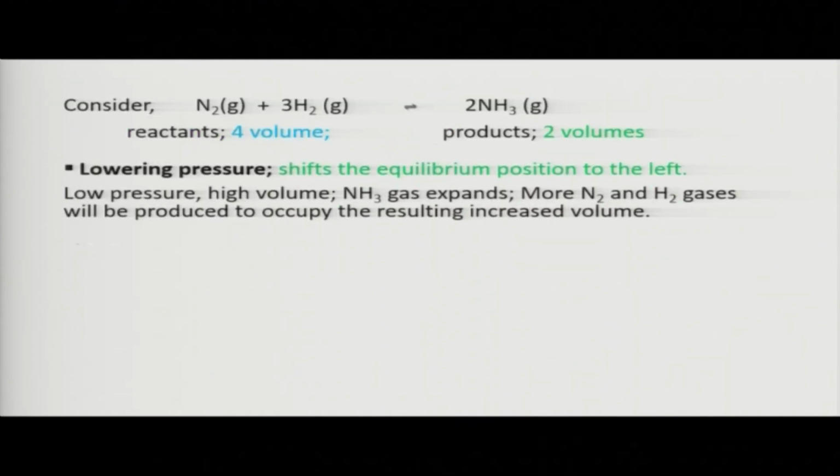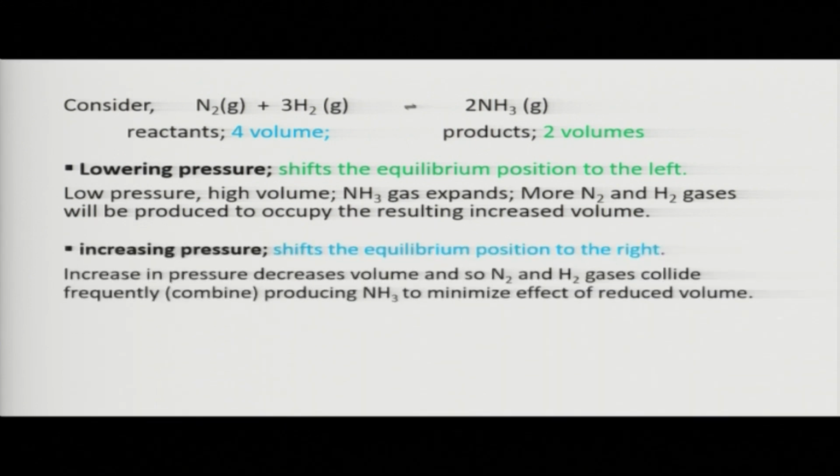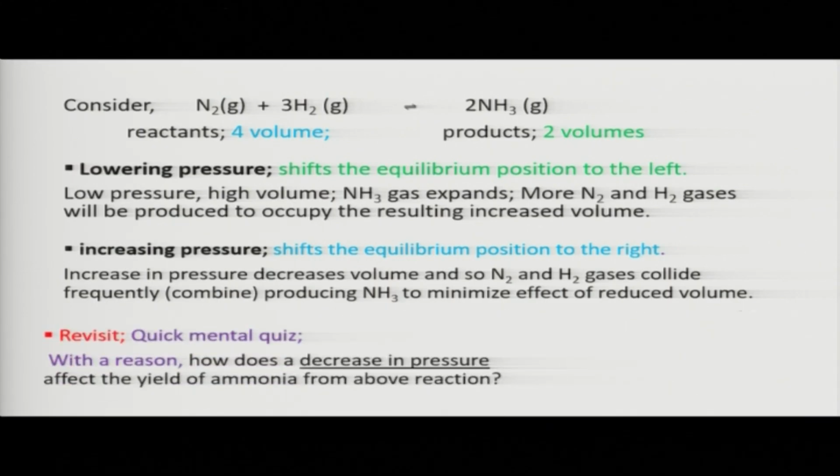So when you lower pressure, you shift the equilibrium to the left, because this is where we expect expansion, or the decomposition of ammonia, forming back nitrogen and hydrogen. Similarly, when you increase pressure, you favor the forward reaction. So equilibrium moves to the right. More ammonia will be produced, to minimize the effect as the volume decreases. And this takes me finally to our last part. The quick mental work: the yield of ammonia will decrease.